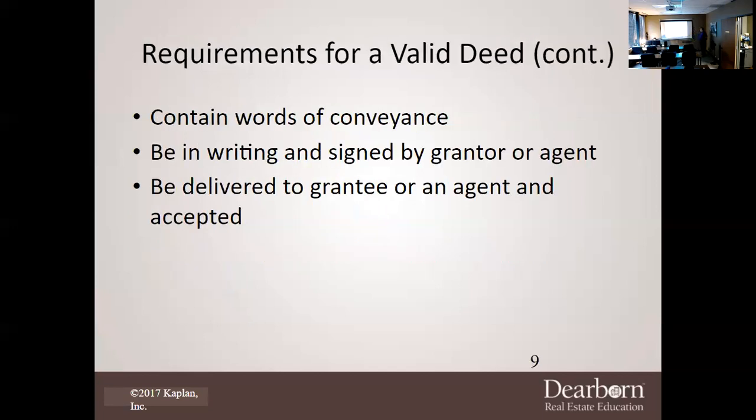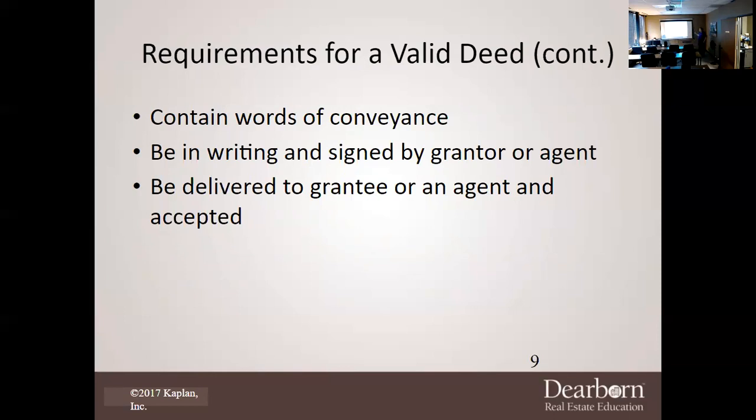Again, when dealing with a valid deed, they must contain words of conveyance. And what does that mean? Well, it's conveying to so-and-so in exchange for it. Exactly. I, Justin, am transferring to Cody my property located at 123 Main Street. What have I just done? I have conveyed my property to you, and I have made it clear that that's my intent.